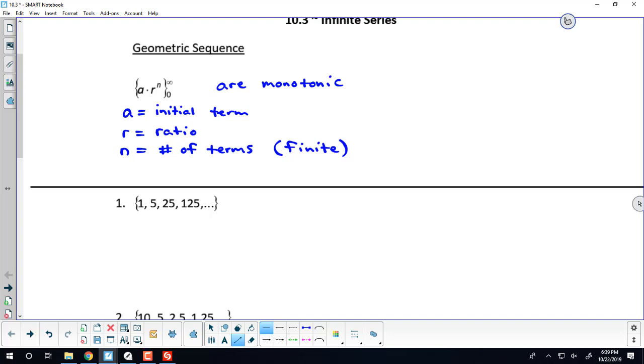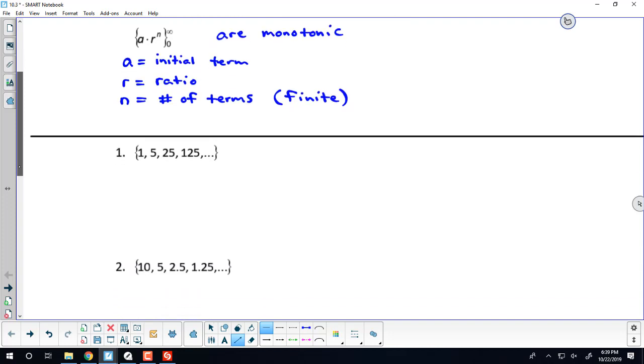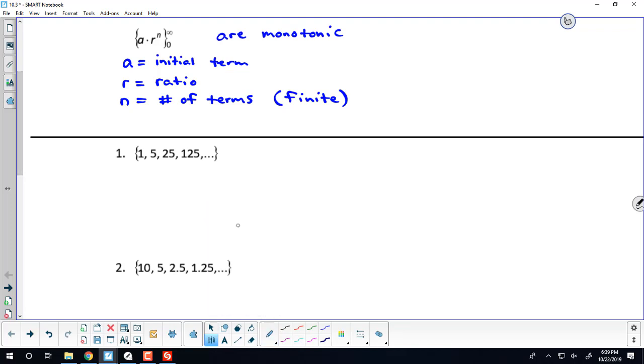So I guess for numbers 1 through 4, let's identify the A, the R, and hopefully we remember whether or not that particular sequence would converge or diverge. So in example 1, what would our A be? A is your initial term, which is 1. The common ratio is what? 5. Each term multiplied by 5 gives us the next term.